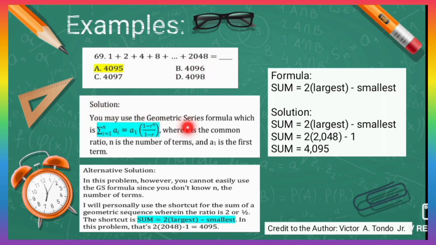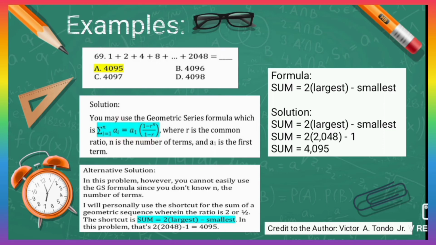You may use the geometric series formula, which yung sa kanina sa formula natin. Pero, in this problem, however, you cannot easily use the GS or the geometric series formula since you don't know the n. Okay? Oo nga naman, hindi natin alam yung n kasi wala namang nakalagay dito kung etong si 2048 is pang ilan siya na term, di ba? So, hindi pa rin natin ma-apply itong geometric series.